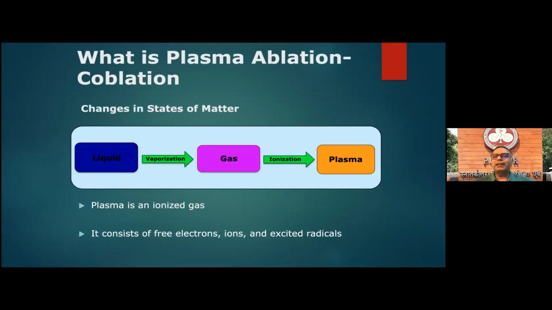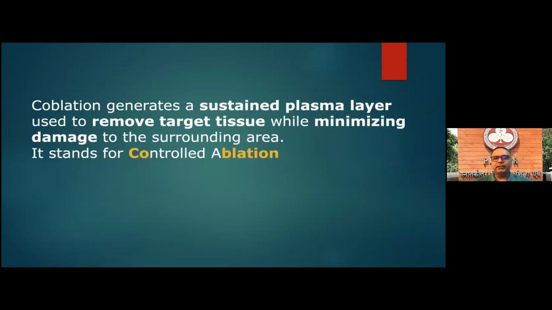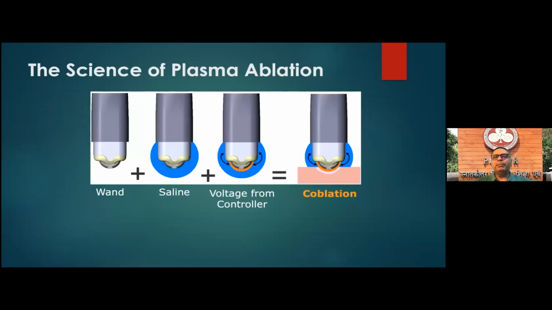So we'll start with what exactly is coblation. Coblation, or plasma ablation as it is also known. When liquid vaporizes, it forms gas, and when gas ionizes, it forms plasma. Plasma is an ionized gas, and it consists of free electrons, ions, and excited radicals. So what does coblation do? It generates a sustained plasma layer, which is used to remove the target tissue while minimizing damage to the surrounding area. It is made up of these two words: it's basically controlled ablation. They took the CO from controlled and the ablation from ablation, and it stands for controlled ablation.